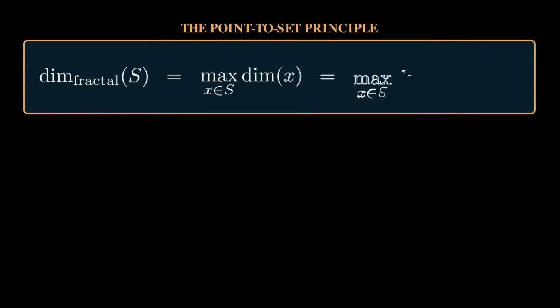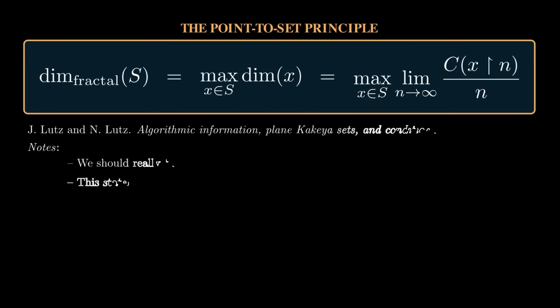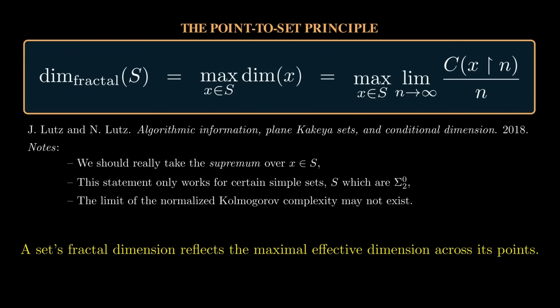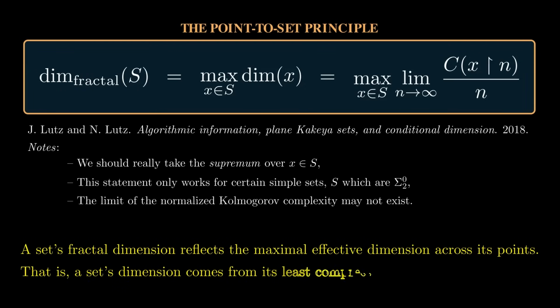So this is the point to set principle, giving us a way to compute the fractal dimension of a set from the effective dimension of the points in that set. The fractal dimension of a set is equal to the maximum effective dimension found across all of its points, whose formula we can write out more explicitly. Modulo some caveats, this tells us that a set's dimension comes from its least compressible points, showing that you really can characterize dimension from just a few points in the set.